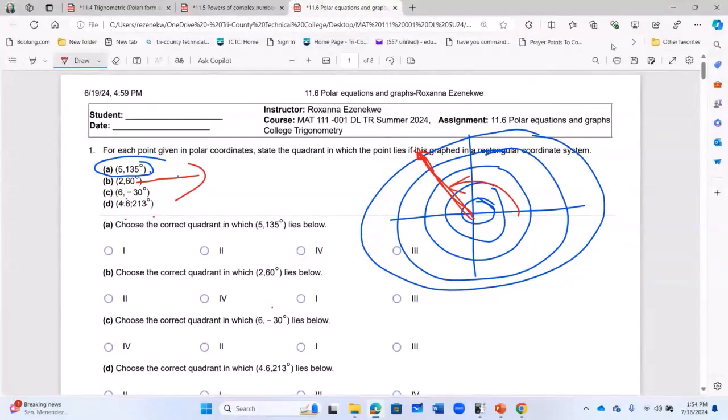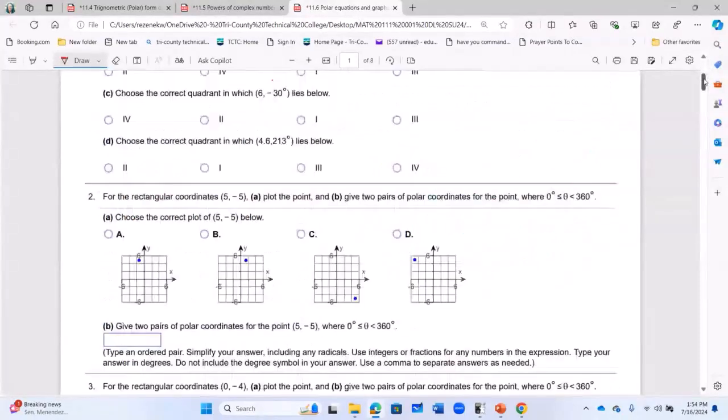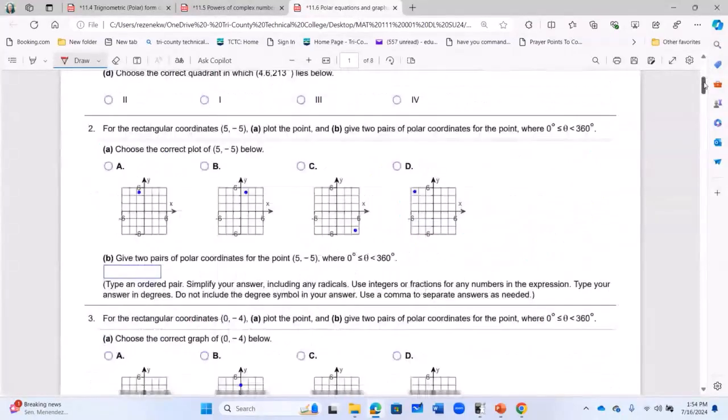When we come back next Thursday, we start from polar again. We're not going to waste time on polar though. We're going to start from polar again when we come back next.